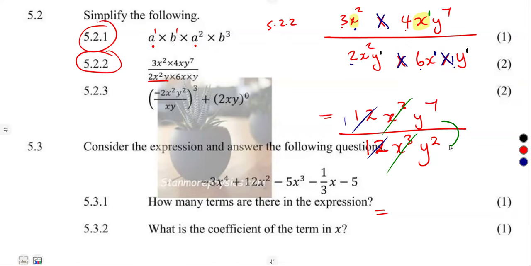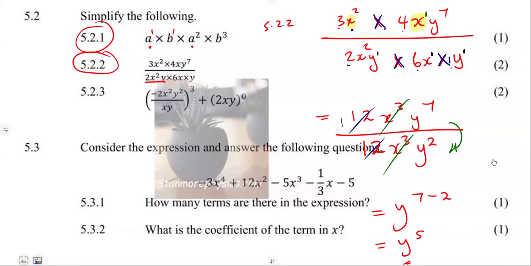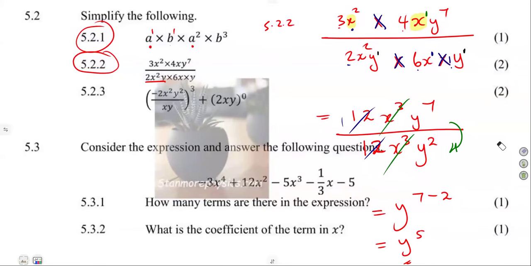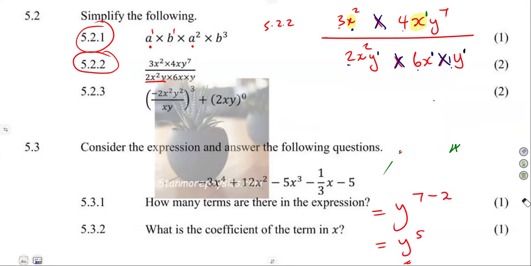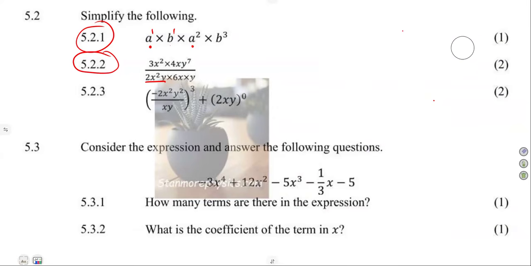So you're left with y in this case, the same base, subtract the exponents, y to the exponent of 7 minus what? Minus 2. So that is going to give us y to the exponent of 7 minus 2, which is what? Which is 5. So this is y to the exponent of what? Of 5. That is it. Just like that. All right, just like that. So that's our revision, guys. Do revise as many questions as you can.